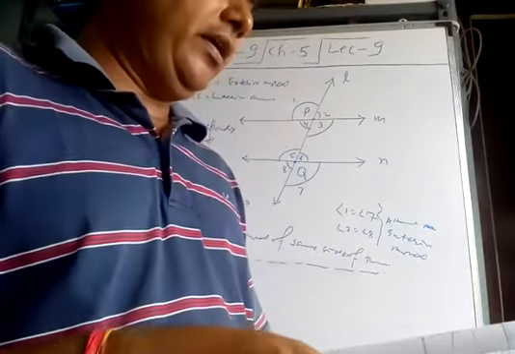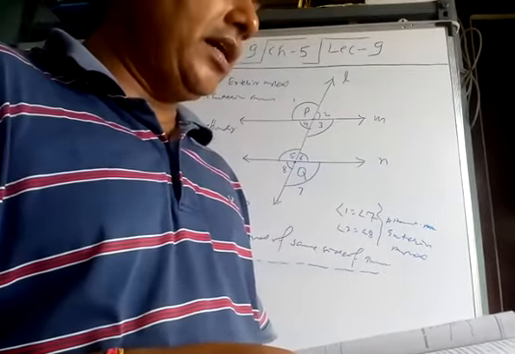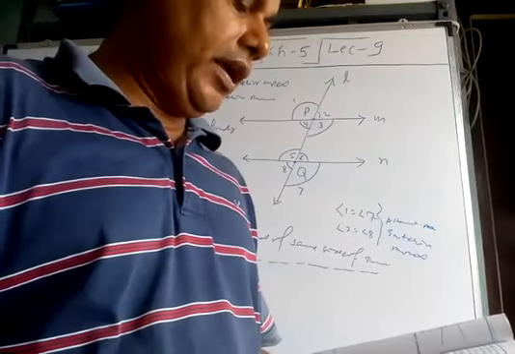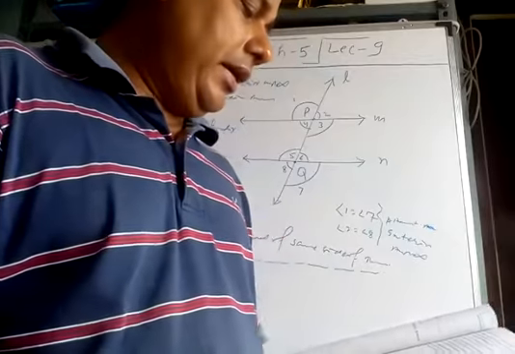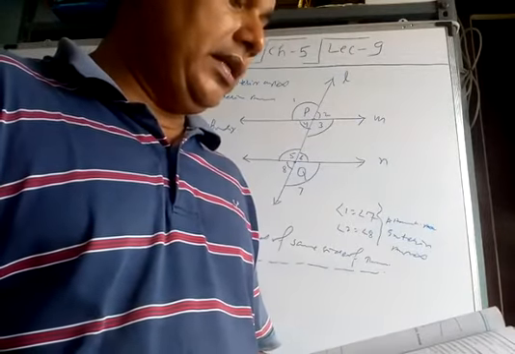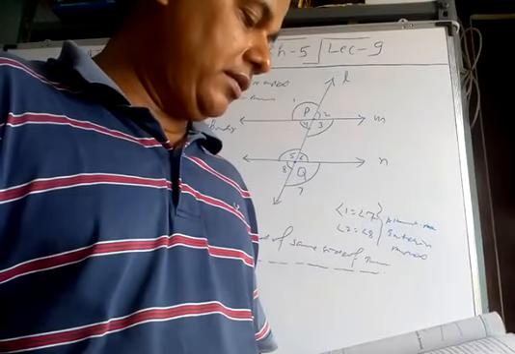Axiom 6.3: If a transversal intersects two parallel lines, then each pair of corresponding angles is equal.